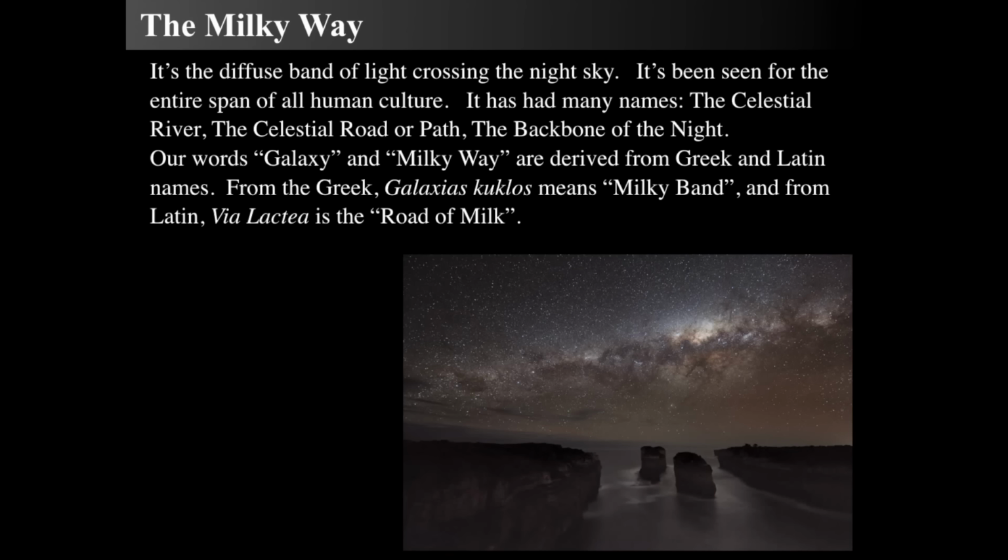the entire span of all human culture, and only people under the age of 35 today have not seen it. It's amazing. Most people alive today, born within the last 30 years, have not seen it, but every human prior to their birth has. And it's had many names: the celestial river, the celestial road, a path, the backbone of the night. And our words galaxy and Milky Way are derived from Greek and Latin derivations. Galaxius means the milky band, and lactea is milky, and via means road. So Via Lactea is the road of the milk.